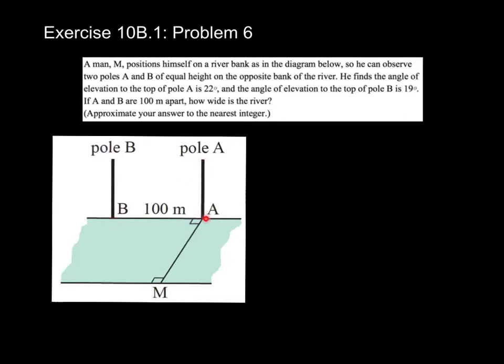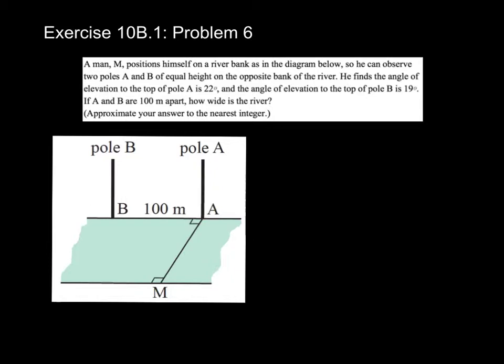Now we're also given the angle of elevation to the top of pole A from M, and that's 22, and we're given the angle of elevation to the top of pole B from M, which is 19. And we're asked to find the width of the river, or in other words, the distance between points M and A.